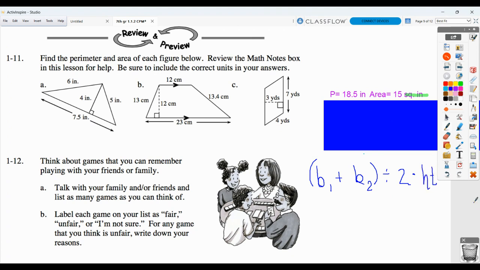HT is what I'm using to stand for height. Also remember that the math notes would probably have the formula as 1/2 times base 1 plus base 2 times height. And again, the reason it will have that is because that is the more traditional way of looking at this formula. But what I find is some students have a very difficult time multiplying by 1/2, especially if they're just able to use a 4-function calculator. Now, it can be done.